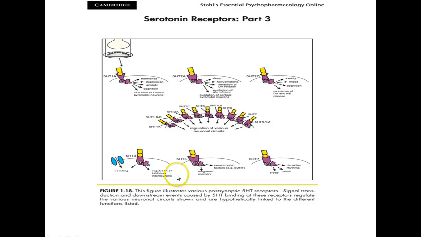Serotonin receptor, this is part 3 of the receptors. Now, this is where clinically they define what each receptor is responsible for. For example, 5-HT1A. Stimulation of 5-HT1A has some effect on the hormones. It definitely has an effect on depression. It has an effect on anxiety, cognition, and inhibition of cortical pyramidal neurons. So these are the effects which are known to be associated with 5-HT1A.